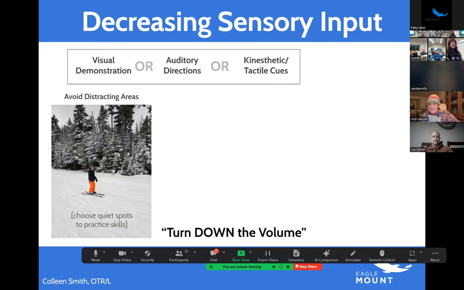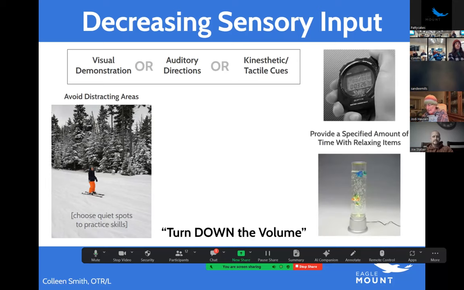You can choose quieter spots to practice things, avoid the base areas if you can, and pick a gentle area to do things in. This is for someone who's really overwhelmed. And then your timer. Yeah, Jake. Deep breaths. We're going to take six. In through the nose, out through the mouth. Yeah, breath is super powerful.